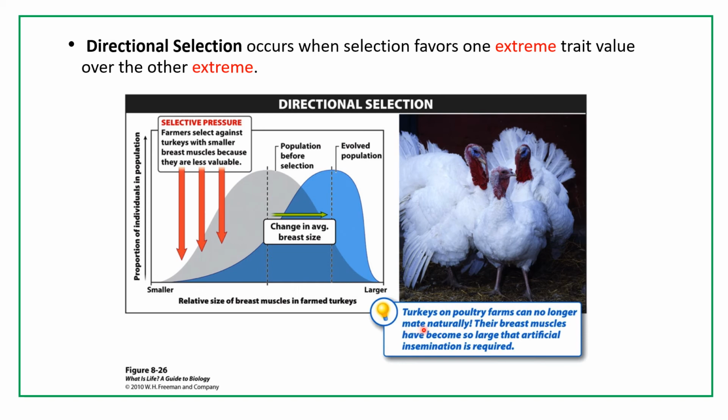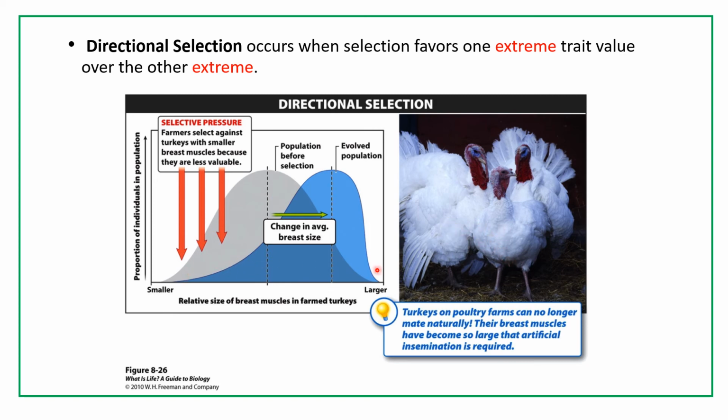selection in turkeys on a poultry farm. This is artificial selection. But again, imagine we have turkeys, and this shows the size of the breast muscles. So right here, big breast muscles. So some turkeys probably have smaller, some have larger breast muscles, but most were somewhere in the middle. But if farmers allow only birds with a large muscle to reproduce, right? Only they select for this large breast muscle.